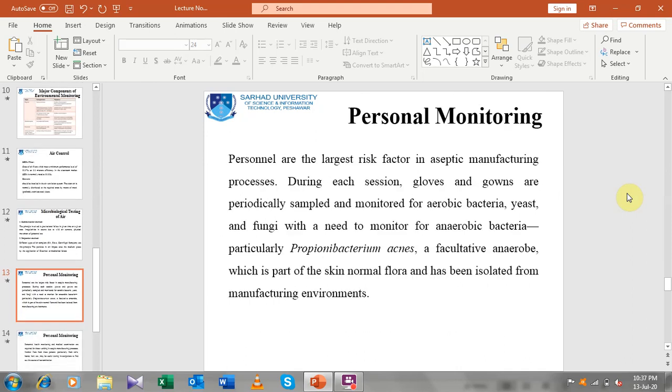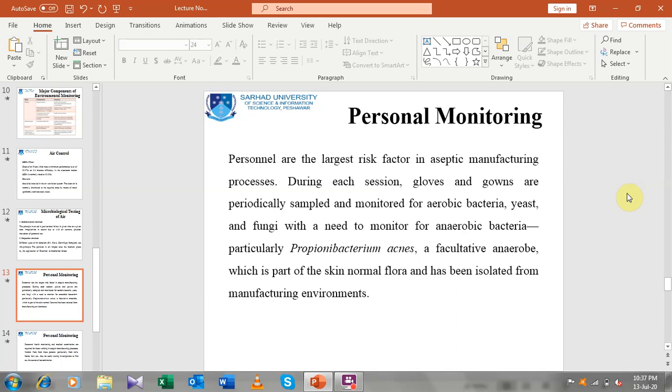Next is personnel monitoring, that is how we will check the person in the particular area, the professional, either the worker or the operator or the qualified person. We should monitor the person. The personnel are the biggest or largest risk factor in an aseptic manufacturing process. It is a risk by the person, it is the largest one factor. During each session, gloves and gowns worn by the person working in that particular area are periodically sampled, and they should be monitored for aerobic bacteria.